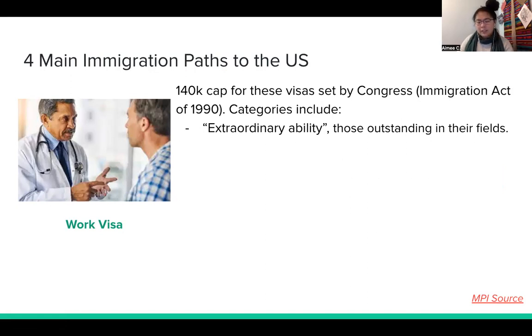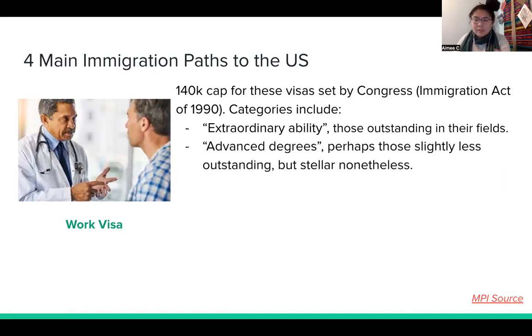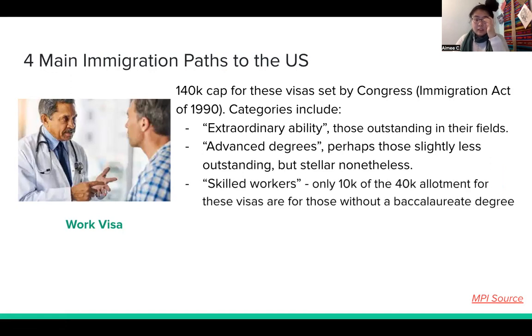Okay. So those who have extraordinary ability, those who have advanced degrees, so perhaps slightly less extraordinary but still really useful. So we have skilled workers. Typically this is reserved for people with at least a bachelor's degree equivalent, but only about 10,000 of these visa slots are allotted for those coming over without any special skills or degrees. That ties back to migrant workers and some difficulties they face with paperwork, or not paperwork, but they still may need the work.